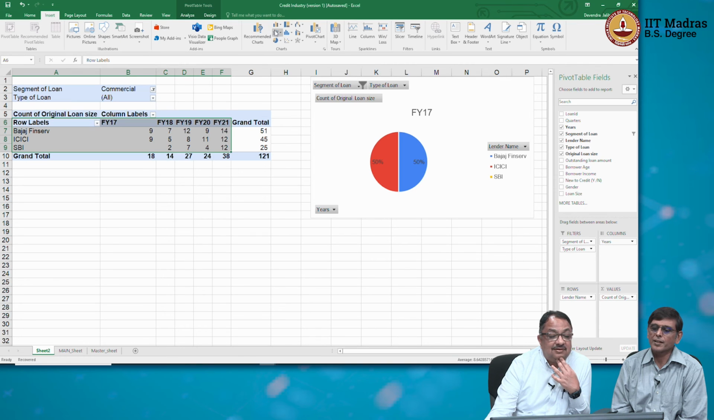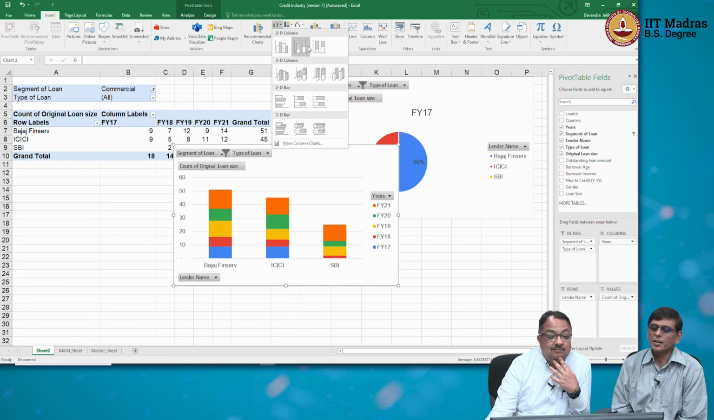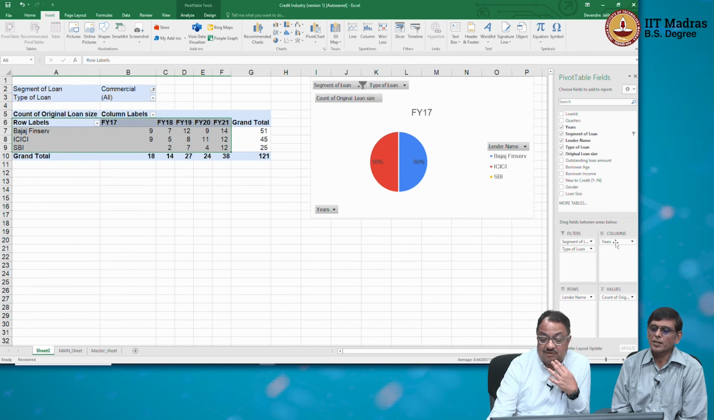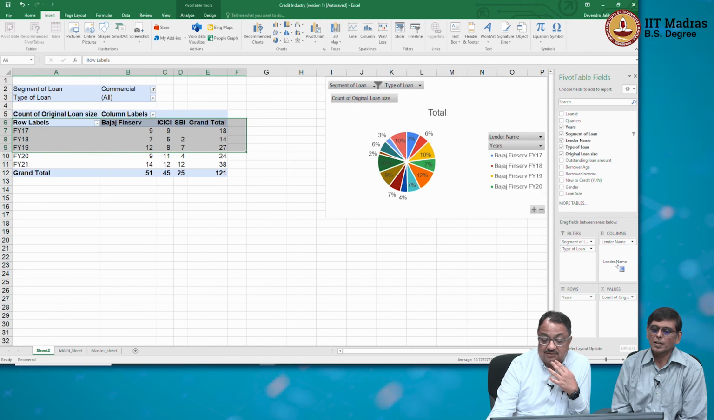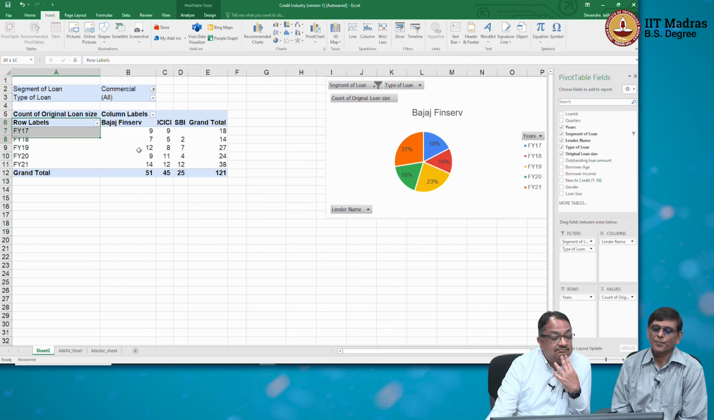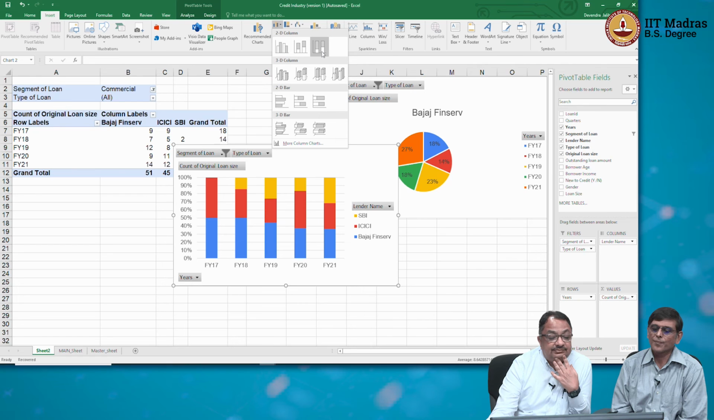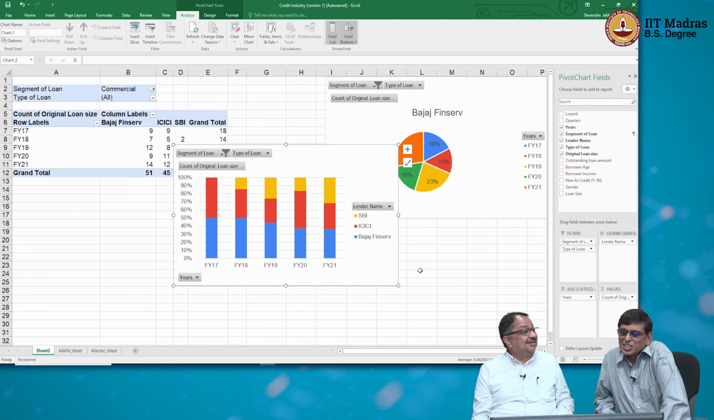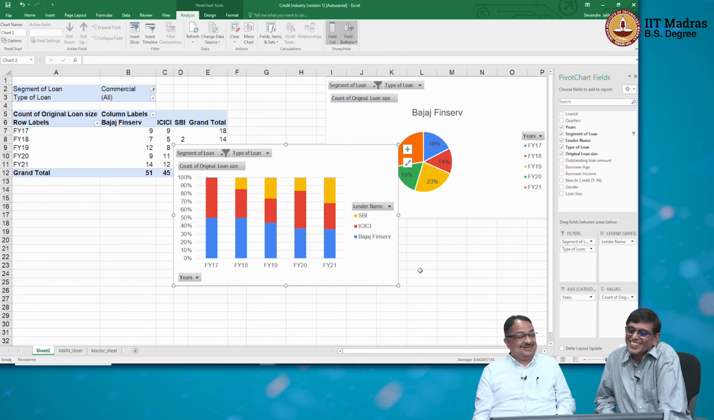We'll do a stack graph again. No, this is not how we want it. We want it like this. Yes, nice. So actually, Bajaj Finserv is losing market share in terms of number of loans. ICICI and SBI, and SBI is pushing into this. Look at that. It's coming strong.